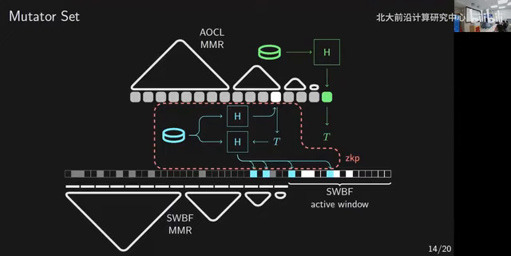And so, what information do you store if you run a node? The answer is you store the peaks of the append-only commitment list. You store the peaks of the sliding window Bloom filter, and you store the active window. This state grows logarithmically with the number of UTXOs, either in history or in the data set.